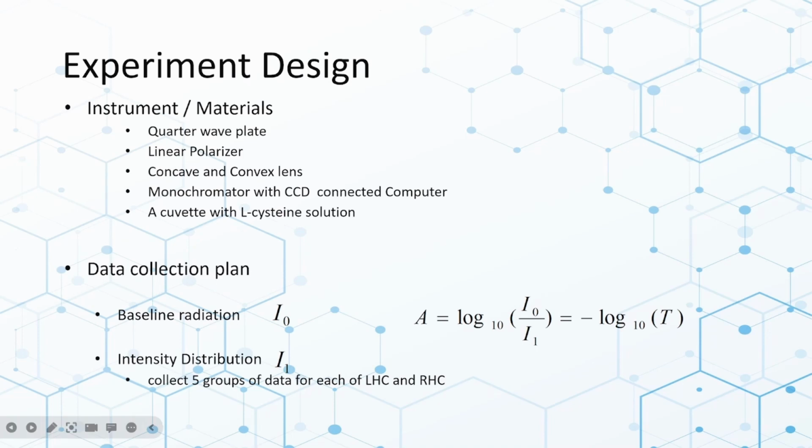Just like the equation shows here, to obtain the data of absorbance, we need I0, the baseline radiation, which is the intensity received without our molecules, and I1, which is the intensity actually passed through our molecules. So we measure the intensity I0 with water and cuvette, but no compound inside. And we measure I1 with all the sample, including water and cuvette. We take 5 groups of data for each of LHC and RHC.